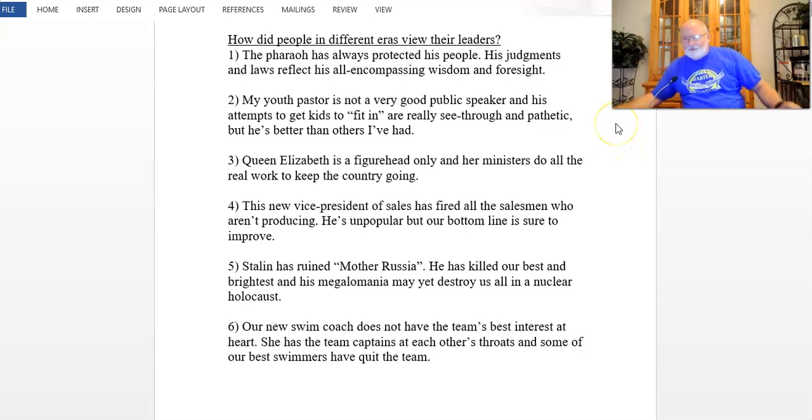Queen Elizabeth is a figurehead only, and her ministers do all the real work to keep the country going. Well, that's clearly not good, but it's not horrible either. It's possible that this is another one. And if it is, then we actually have a group now, because 2 and 3 seem kind of similar, but we don't know yet.